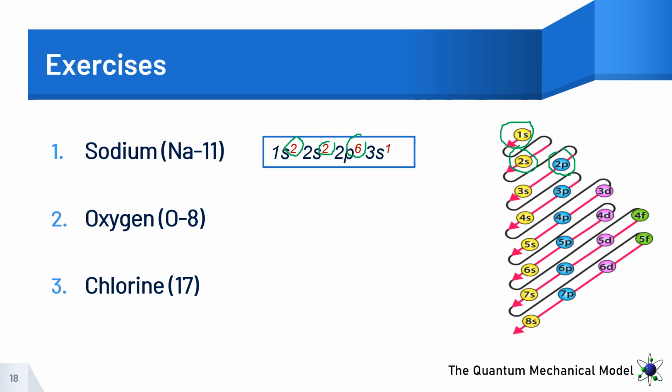Still, we need 1. So we have to include 3s. Since we only need 1, instead of writing 2, since the maximum number of electrons for s is 2, we need to write only 1 here so that we can satisfy the total number of electrons, which is 11. So we have 2 plus 2, 4 plus 6 equals 10, and plus 1, we have here 11. Okay? Next, how about oxygen?